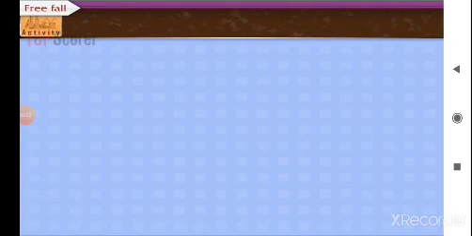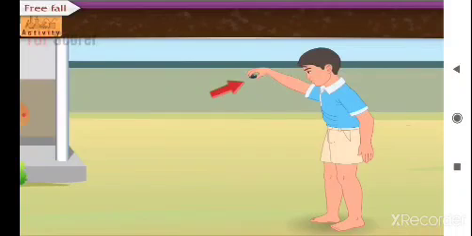Today we are going to see free fall. Take a small stone. Hold it in your hand. Which forces are acting on the stone? Now release the stone. What do you observe?